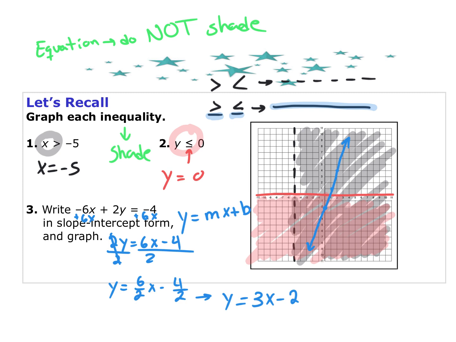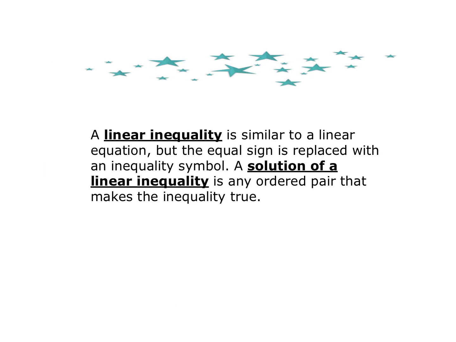Again, you can think of this as graphing it as an equation, but just remember, if it's less than or greater than, dot it. If it's less than or equal to and greater than or equal to, solid line because of that solid line at the bottom. So a linear inequality is similar to a linear equation, but the equal sign is replaced with an inequality symbol. And a solution of a linear inequality is any ordered pair that makes the inequality true.